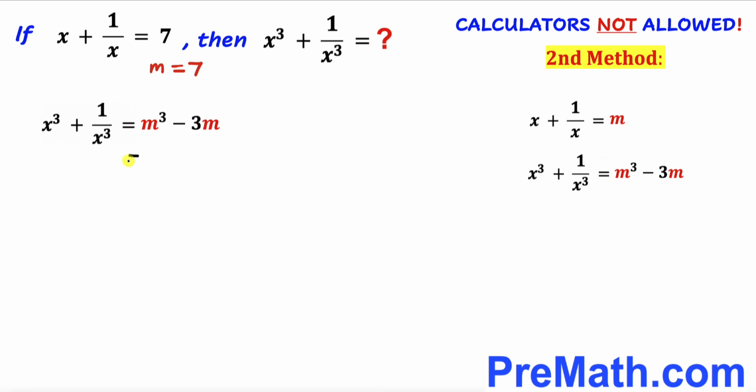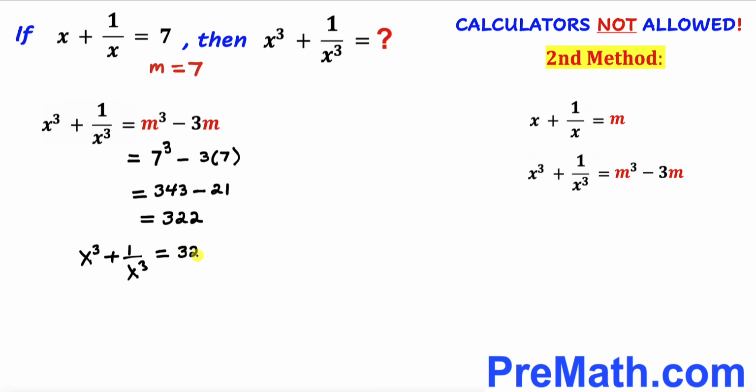Let's go ahead and fill in the blanks. So we got 7 power 3 minus 3 times 7. Let's go ahead and simplify. 7 power 3 is going to be 343 minus 3 times 7, which is 21. And if we subtract, we are going to get 322. So thus our x power 3 plus 1 divided by x power 3 value simply turns out to be 322 by using the second method as well.